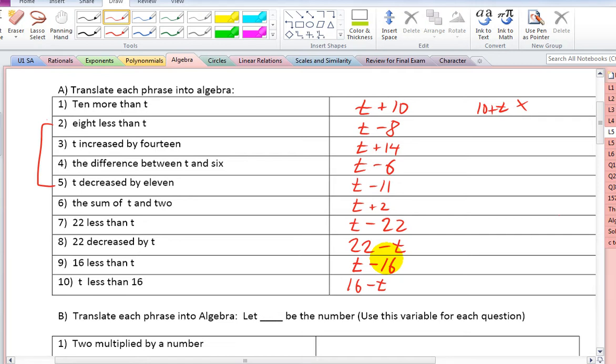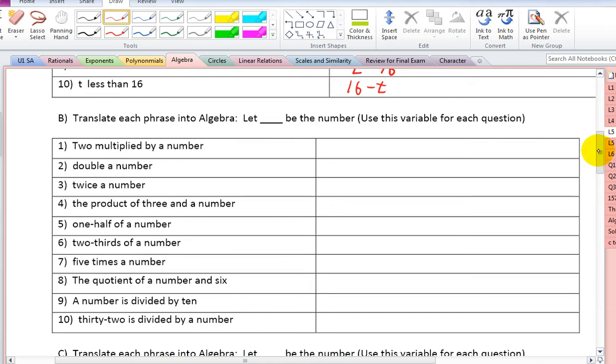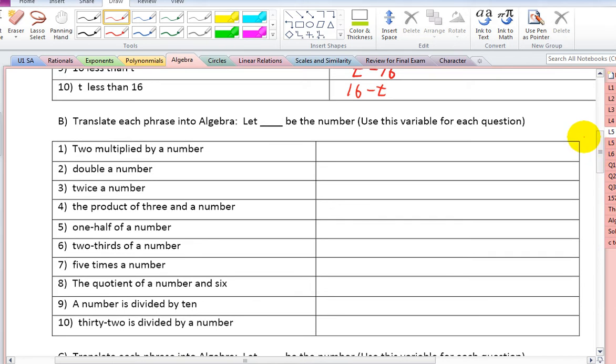Any questions? Okay, so here, these are all words for adding or subtracting. Our next bunch are going to be a bit different. Now we're looking at doubles, multiplying, and dividing. So let's let n be the number. We don't have to use t, we can use n, we can use x. The textbook likes the letter to represent what's being talked about. So if they're talking about hammers, they use the letter H. If they're talking about t-shirts, they use the letter T. If they're talking about plates, they use the letter P. Okay, go ahead, try these 10. Go for it.